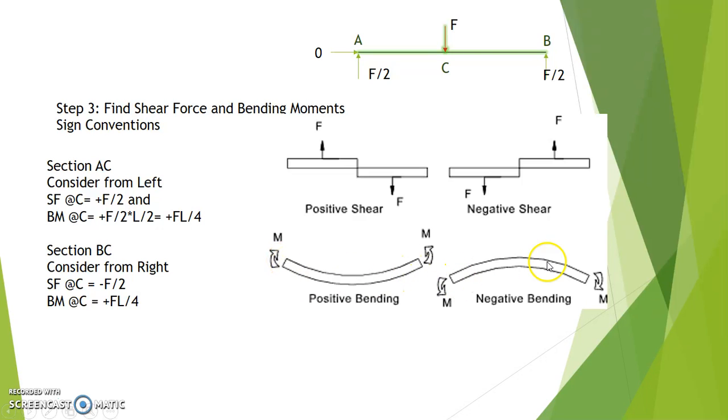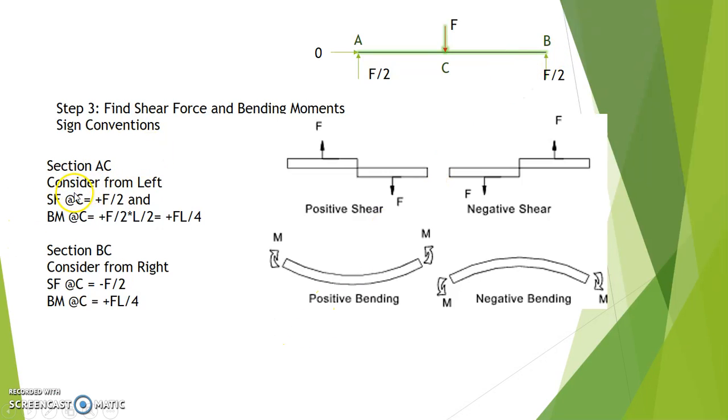Sagging and hogging: there are two things. Whenever it is a cantilever, you will find hogging, that is negative bending moment. Whenever there is a simple support, you will find positive bending, that is sagging, that is positive. In our case, it is positive bending, that is sagging. Here also you can feel that the curve will be like sagging, similar to this.